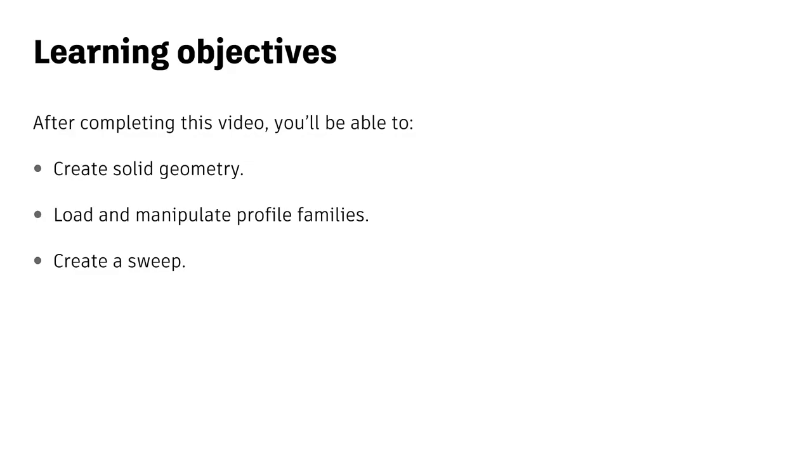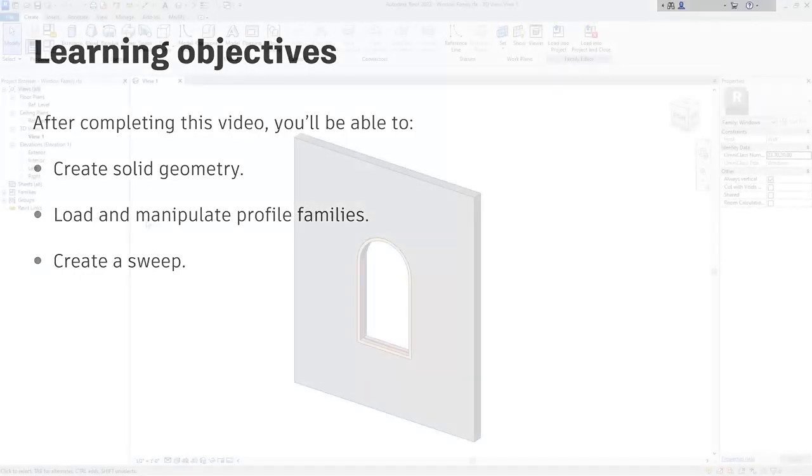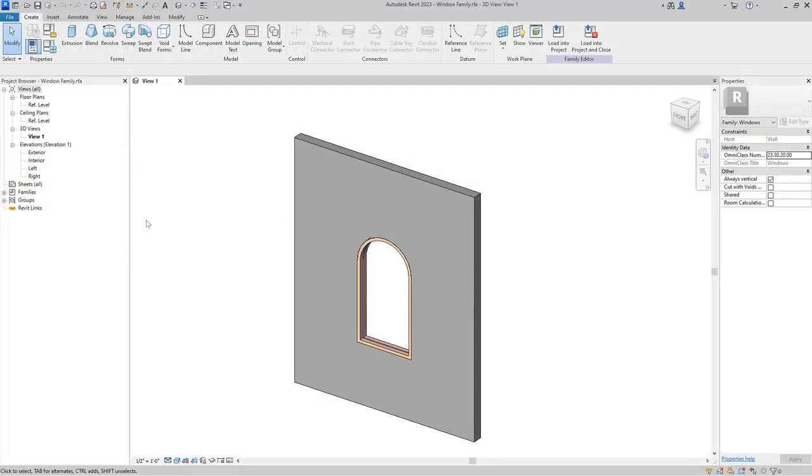In this video, you create an arched window family using solid modelling tools such as Extrude and Sweep. Additionally, a profile family is loaded and used within a sweep to create a timber frame. Go ahead and open up the window family.